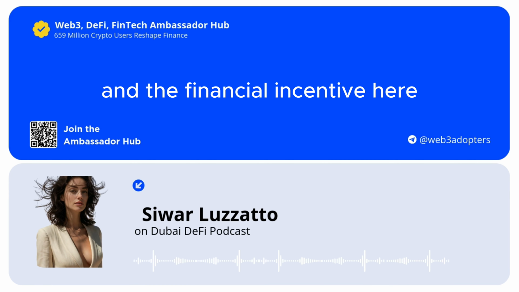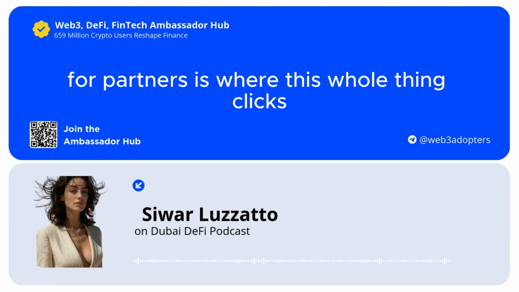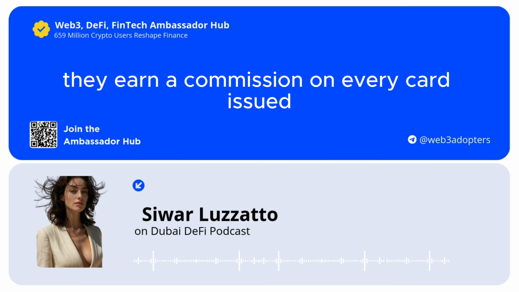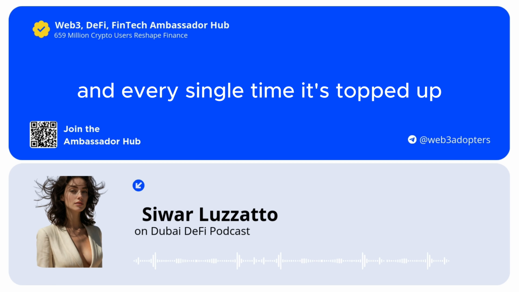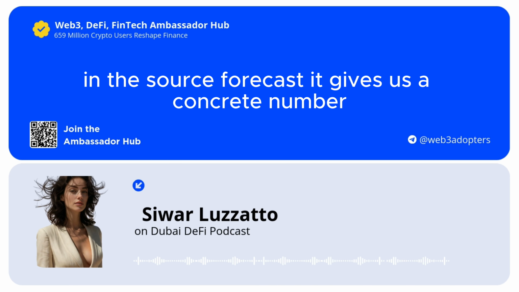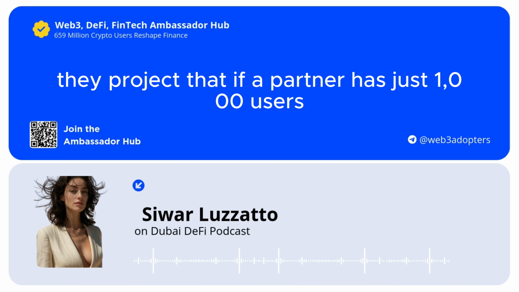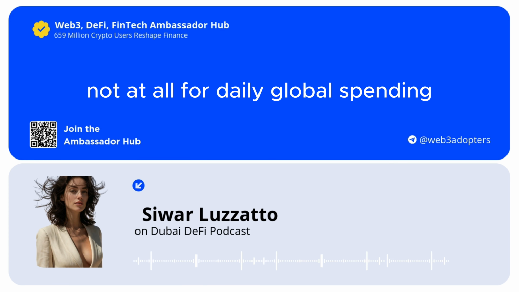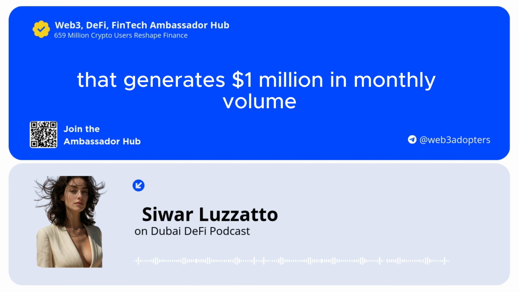And the financial incentive here for partners is where this whole thing clicks. They're not just offering a service. They're generating a whole new revenue stream. They earn a commission on every card issued and every single time it's topped up. And that stream is quantified really nicely in the source forecast. It gives us a concrete number. They project that if a partner has just 1,000 users and each one spends about $1,000 a month. Which is not unreasonable. Not at all for daily global spending. That generates $1 million in monthly volume.